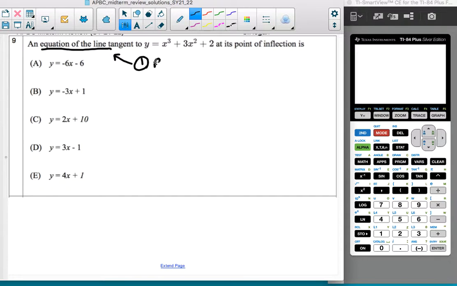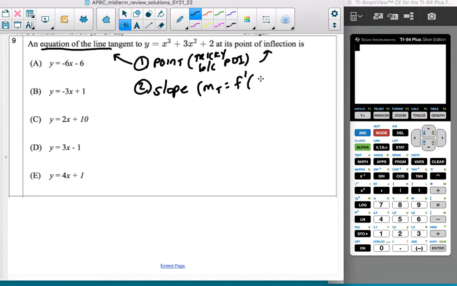One, you need a point, which in this case is tricky, right? This is a tricky one because it's the point of inflection, which we're going to talk about in a second. And the second thing we need is a slope. And that, because we want the tangent line, is going to be f prime of x at the point that we find. So the tricky part about this question is we're going to have to find this point of inflection first.